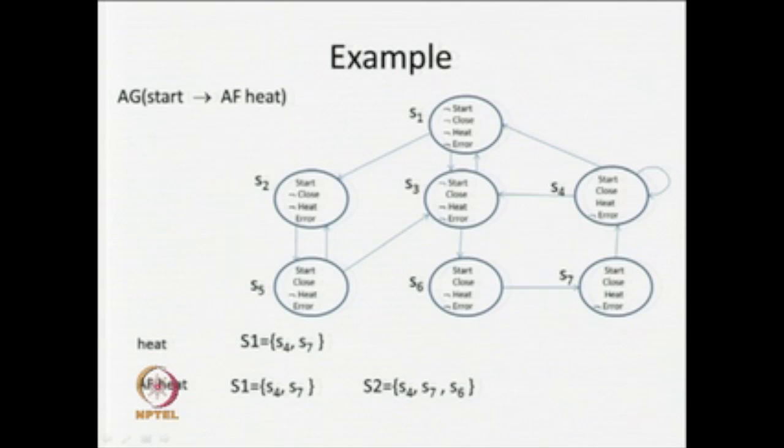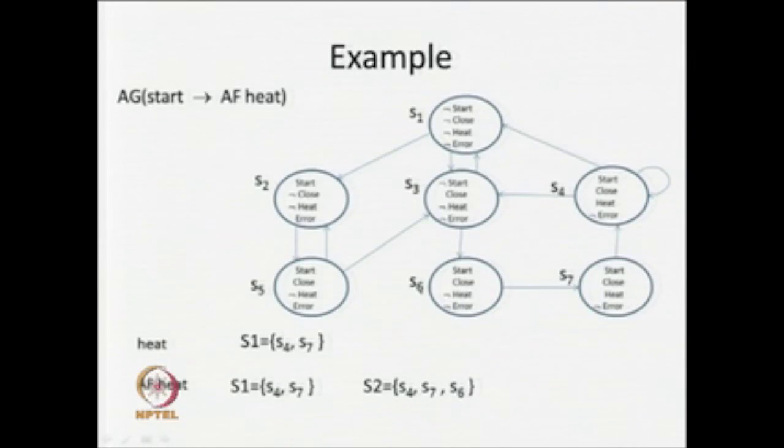Now, we are going to see what the predecessor states of these two states are. S4 has its own predecessor, and S7 has S6 as a predecessor. Now, what will happen? We are going to label a state if all of its successors are labeled with AF heat. Since it has one successor and it is labeled with AF heat, S6 will also be labeled with AF heat. So, AF heat will be true now in S4, S7 and S6.